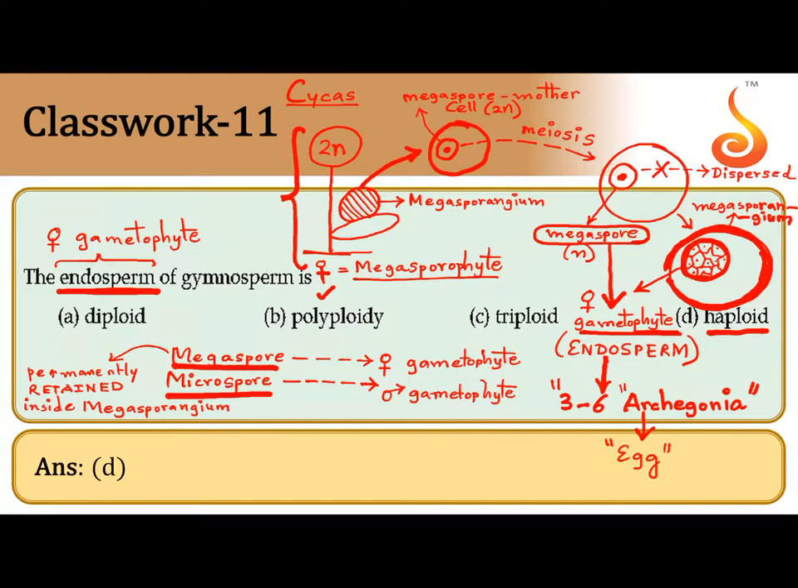But unlike the megaspore, the microspore is free. So the male gametophyte is set free. So it is a free structure or a plant generation, whereas the female gametophyte is trapped inside the megasporangium because the megaspore decided not to come out.